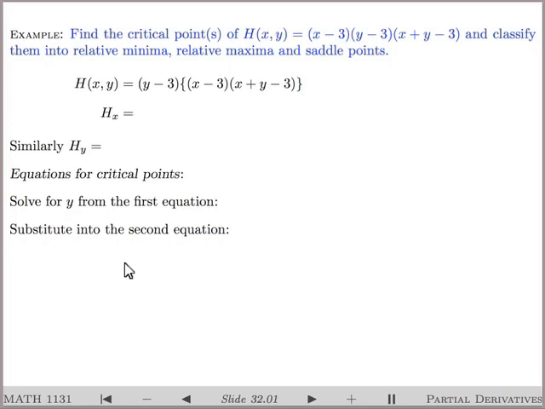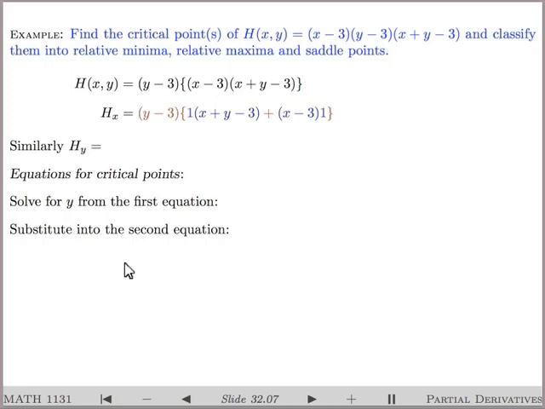To find the partial with respect to x, I will think of the factor y minus 3 as a constant, and apply the product rule to the remaining two factors, x minus 3 times x plus y minus 3. The first factor is x minus 3, its derivative with respect to x is 1, times the second factor, x plus y minus 3, plus x minus 3 times the derivative of the second factor, x plus y minus 3. Its derivative with respect to x is 1, because y is treated like a constant when we differentiate with respect to x, which means that we get only 0 from the term y as well as from the actual constant term minus 3.